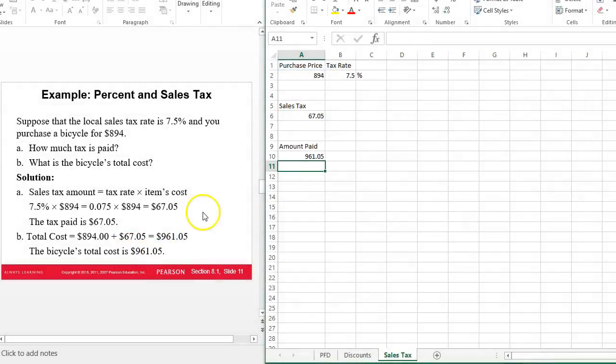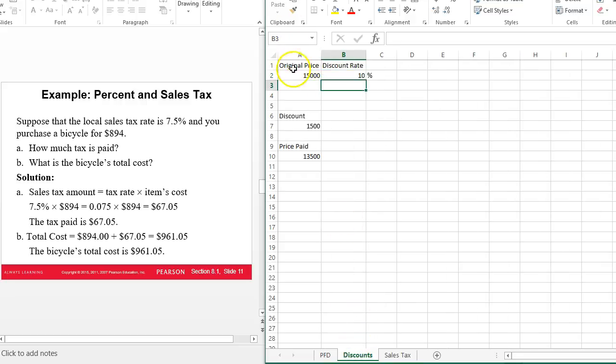There's a $961.05 again. Now, what if it's a $20,000 car and we have to pay 9.5%? Alright, so there's how much we paid. So now again, if I highlight these, and I did this on the last one, those are the only things I put in, and it'll put in everything for me. Okay, don't type into any of the other boxes. Only type into these two.